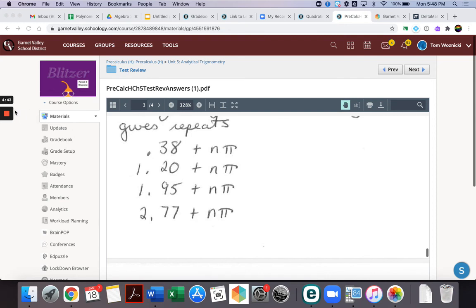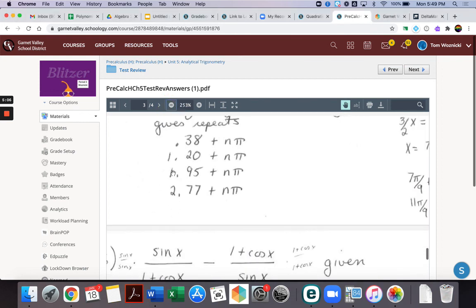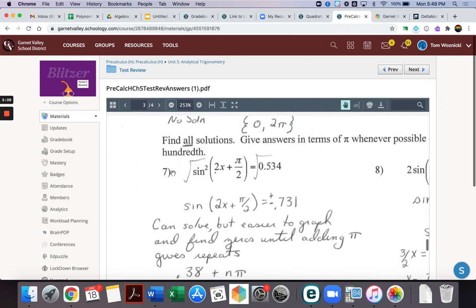So if we jump over to our answer key, we can see those first 4 decimal answers, 0.38, 1.20, 1.95, and 2.77. Each of them we would add n times pi. So that would be our solution set for problem number 7 on the calculator part. Thanks.